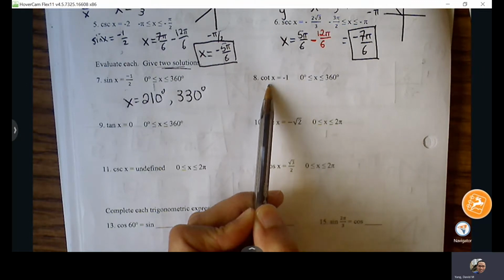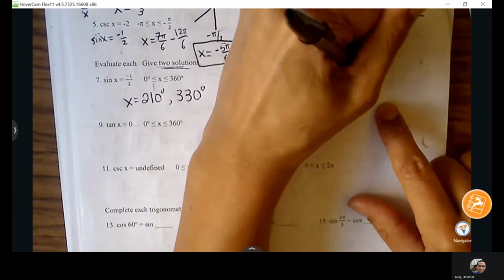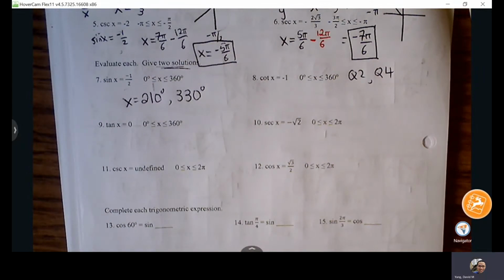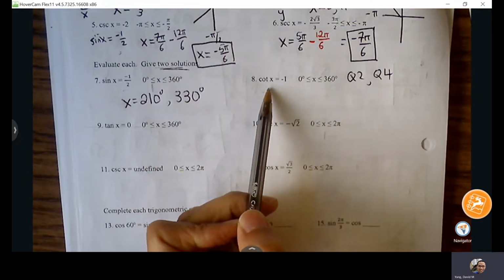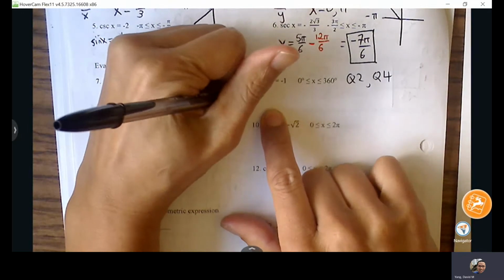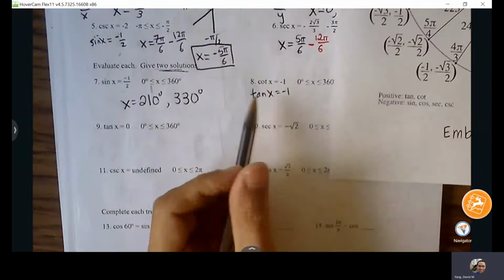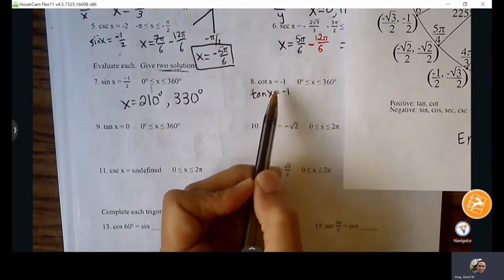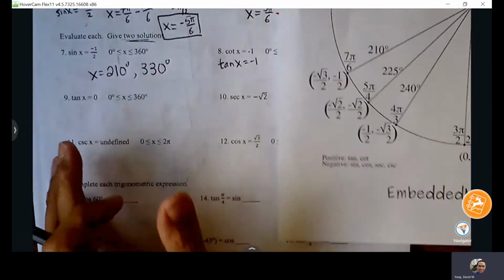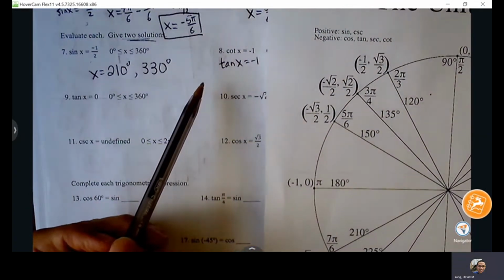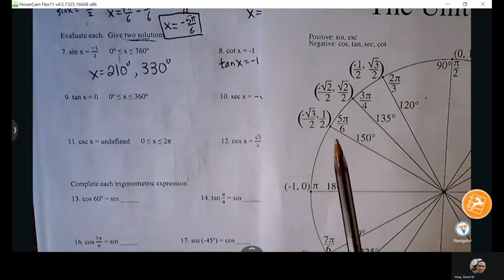Second and fourth, right? We know tangent is positive, so cotangent is also positive in the third quadrant. So second and fourth. So cotangent being -1, that's the same thing as tangent being -1, right? If I were to flip that, I will still get -1. Tangent and cotangent is x over y. All right, second quadrant. Where is cotangent going to be -1 in the second quadrant?